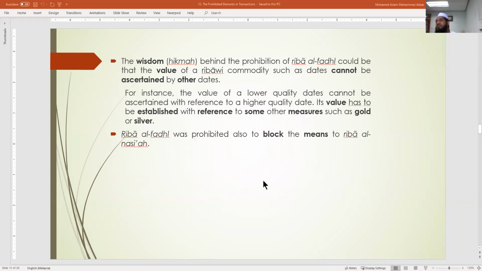All right. The wisdom, hikmah, behind the prohibition of riba al-fadl could be that the value of a ribawi commodity such as dates cannot be ascertained by other dates. For instance, the value of lower quality dates cannot be ascertained with reference to higher quality dates. Its value has to be established with reference to some other measure such as gold or silver. Riba al-fadl was also prohibited to block the means. I think we remember we talked about it during the maxims: sadd al-dhara'i'. Why was riba al-fadl in the hadith? Because it blocks the means.